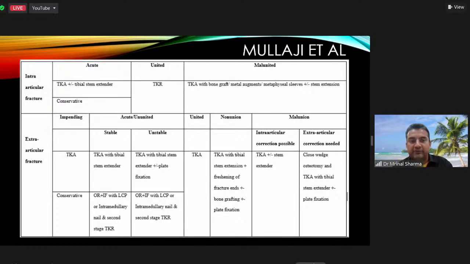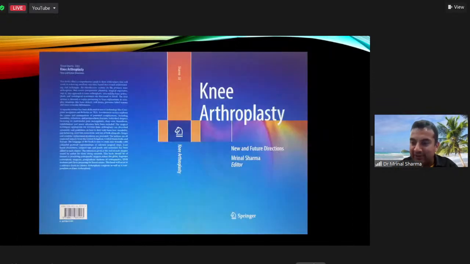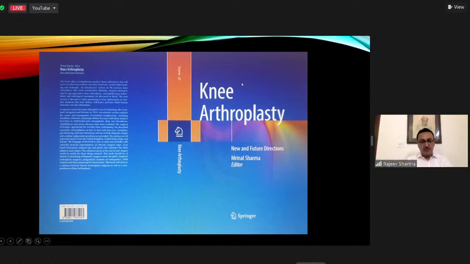There's a beautiful classification given by Dr. Mulaji, published in 2010, which tells you how to deal with acute, united, and malunited stress fractures with intra-articular or extra-articular deformities. And there is a beautiful chapter written by Dhanshekara in my book on knee arthroplasty, which deals with total knee arthroplasty with stress fractures. So youngsters should read that chapter. Thank you so much, Mridal. I think it's a very good learning case for all of us.